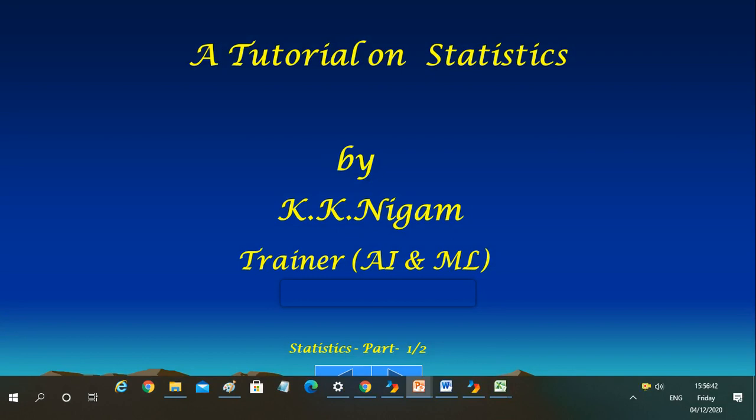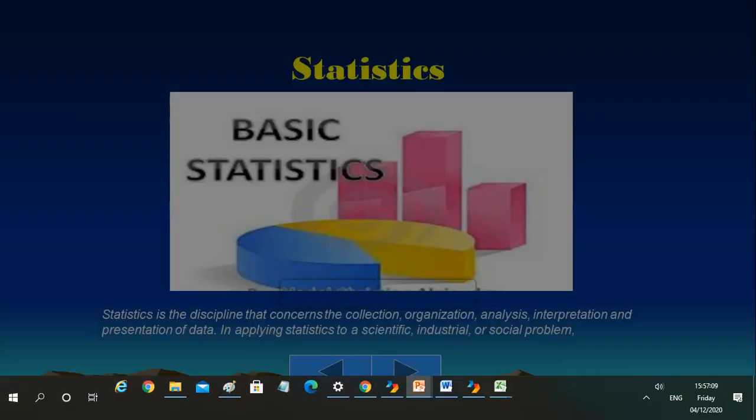Okay, so let's start with the next topic, that is statistics. Now, statistics is something which is very important to learn AI and ML, because unless you have a good understanding of statistics, you may find it difficult to write certain programs, particularly where statistical usage is there. So therefore, the understanding of statistics is very, very important. So let's try and understand that.